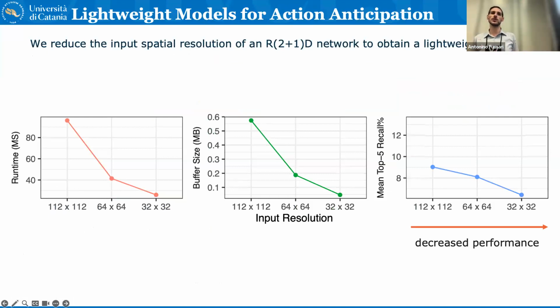So we took a simple R(2+1)D network, a 3D network for video understanding, and we checked what happened if, rather than taking a full resolution input, you take a small resolution input. This is an easy way to have a smaller runtime, even if you have the same model. And as you can see in these slides, runtime goes down, and the buffer size, so the size of the buffer that you need to store the video, goes down, but performance also tends to go down as you decrease the resolution. So how do you fix that?